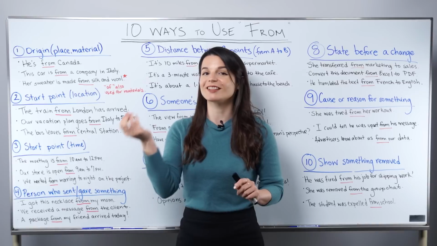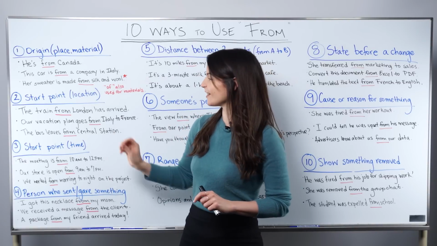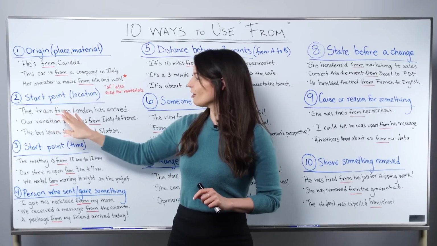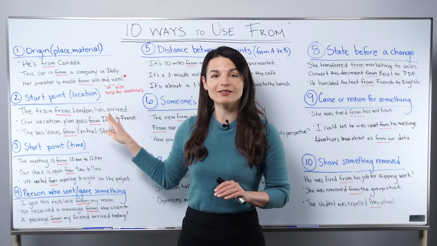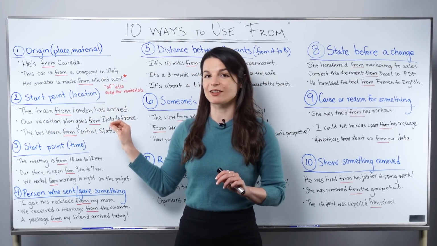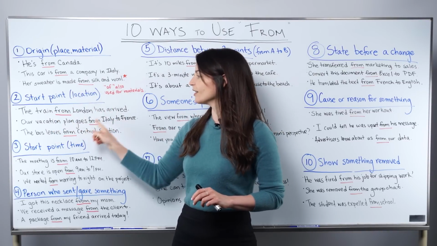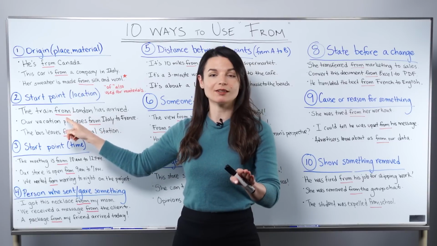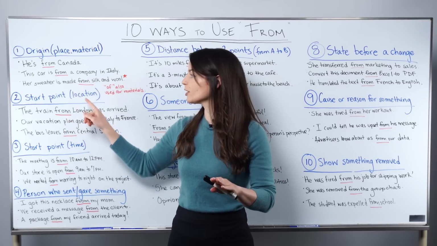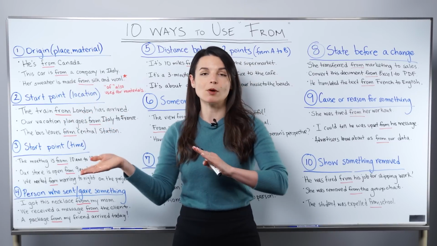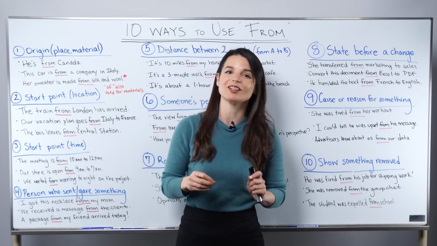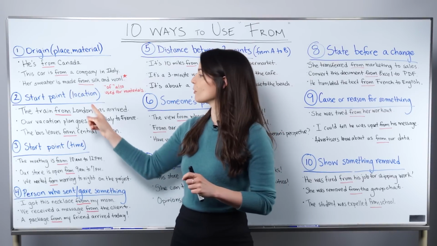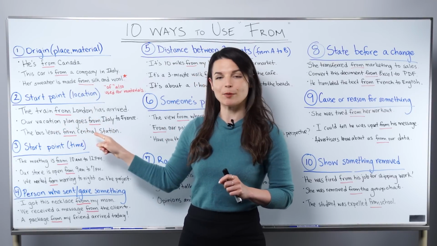So the start point, that is a place. Let's look at these examples. The train from London has arrived means London was the start point of the train. So when you want to describe the starting point of somewhere, the location where something started, you can use from before it.